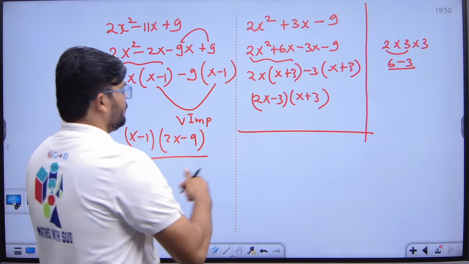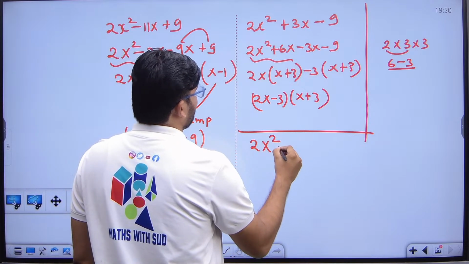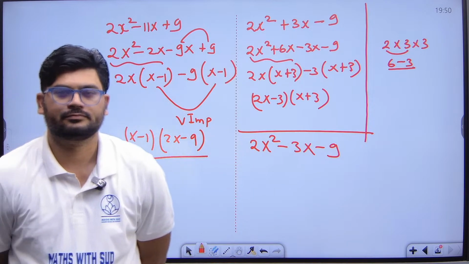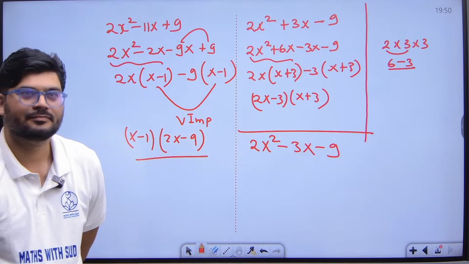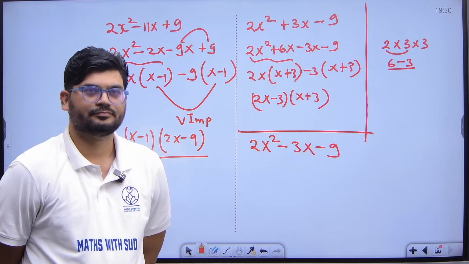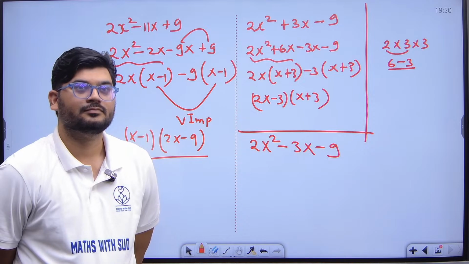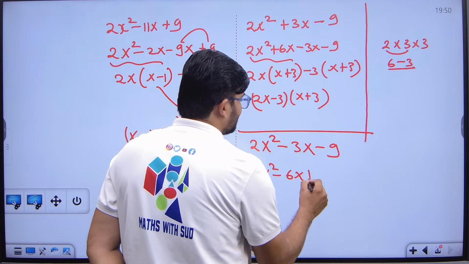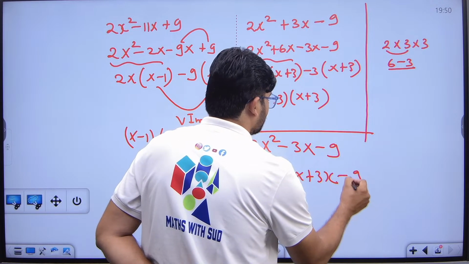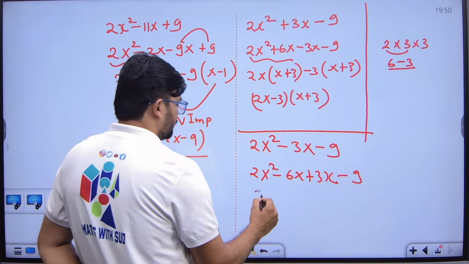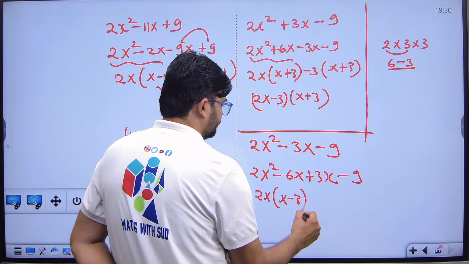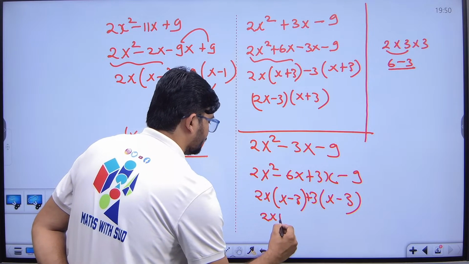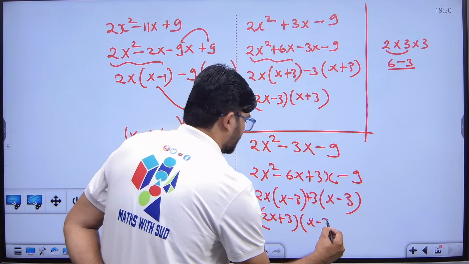Now if I ask you, what will you do if you get this, minus 3x minus 9? Now what will you do? Okay, so it would be minus 6 plus 3. Wow, good one. So 2x square minus 6x plus 3x minus 9. So it will be 2x into x minus 3, and then 3. So 2x plus 3 into x minus 3. Understood?